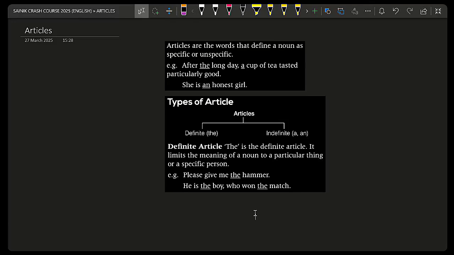Please give me the hammer. That means the hammer is a specific thing to us. Everybody knows about it. He is the boy who won the match. That means the boy is already in the discussion. That means everybody knows about the boy, and they're talking about that particular boy. So they are going to use the.